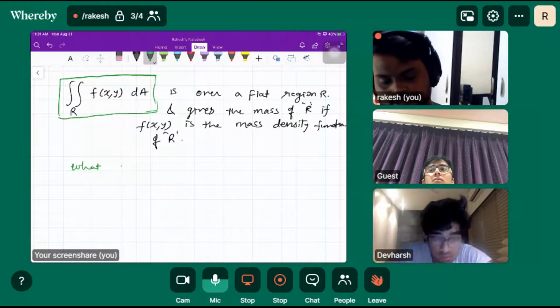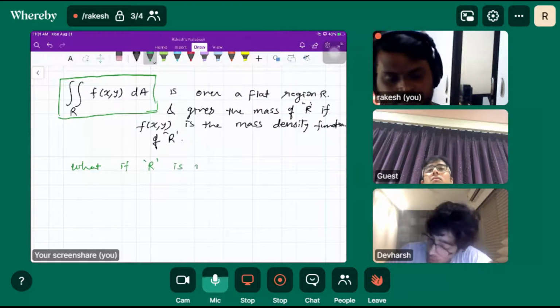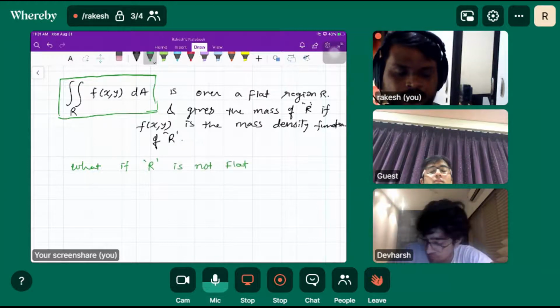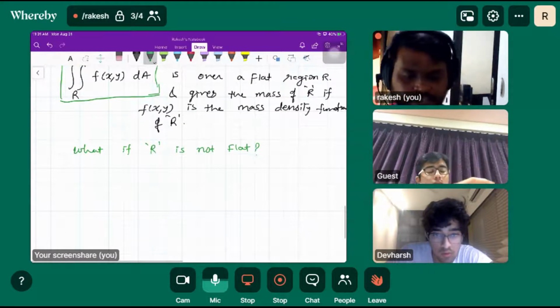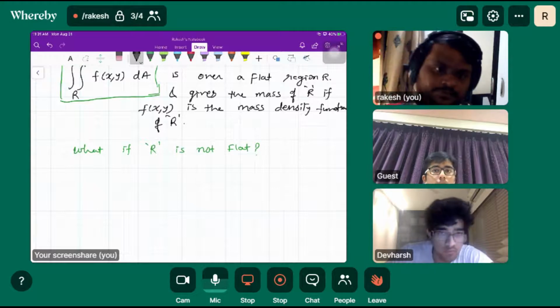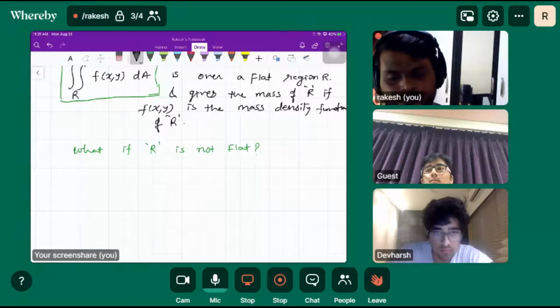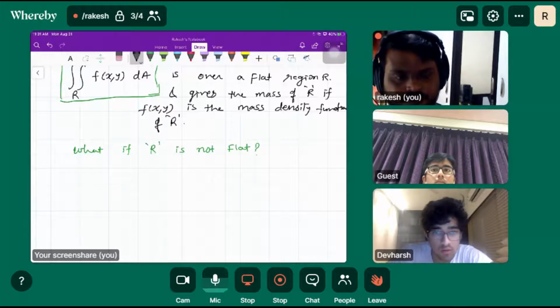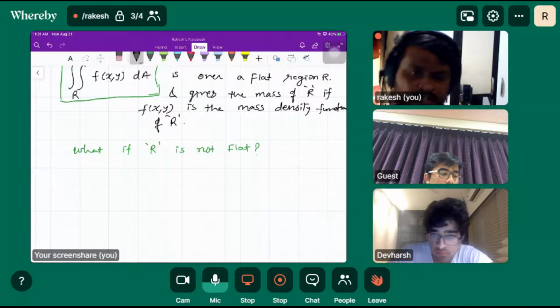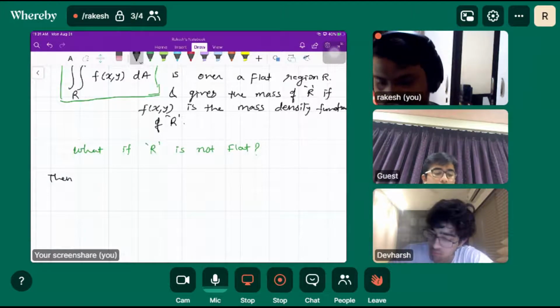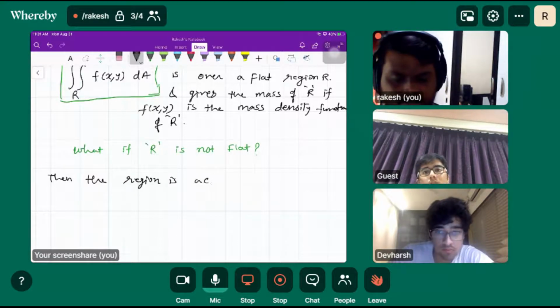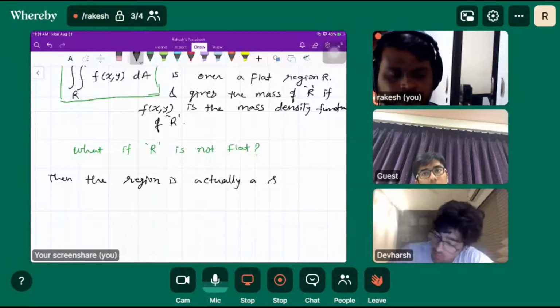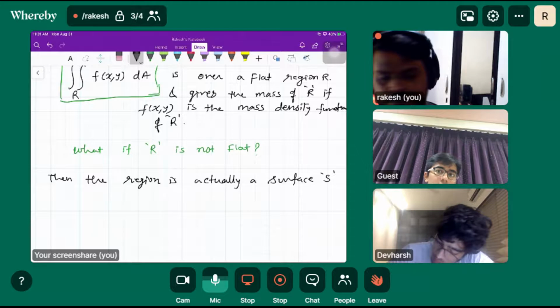So what if R is not flat? Are you getting the idea here? Can we still find out the mass of the surface? Yes, obviously, but we just need the mass density function, right? Then the region is actually a surface S.